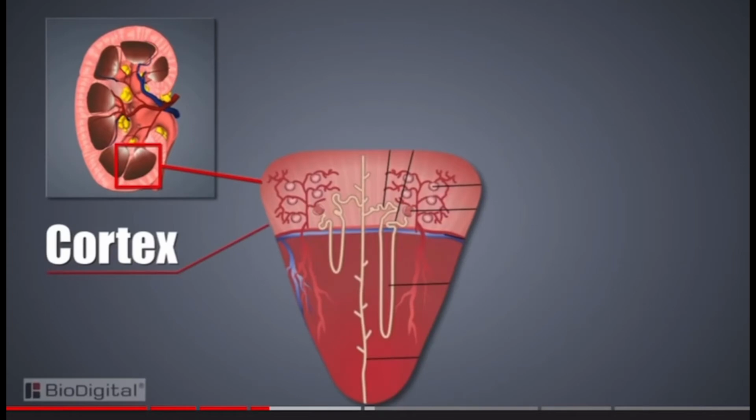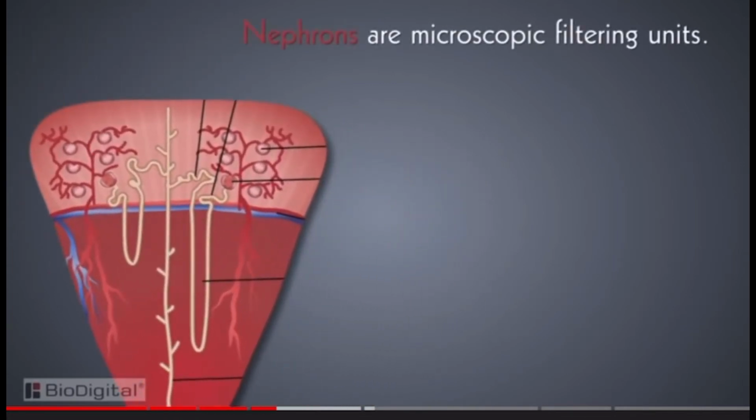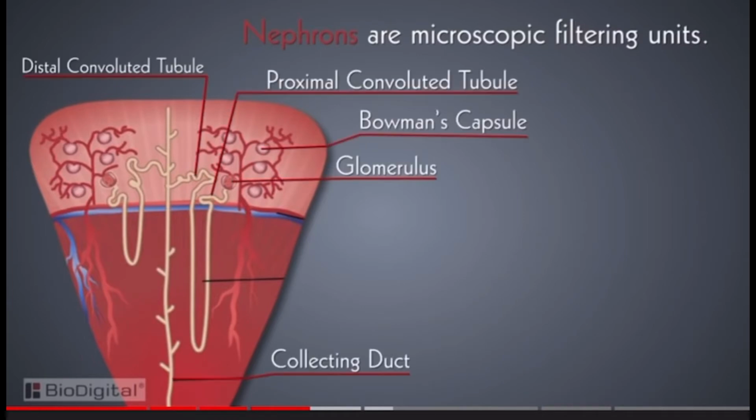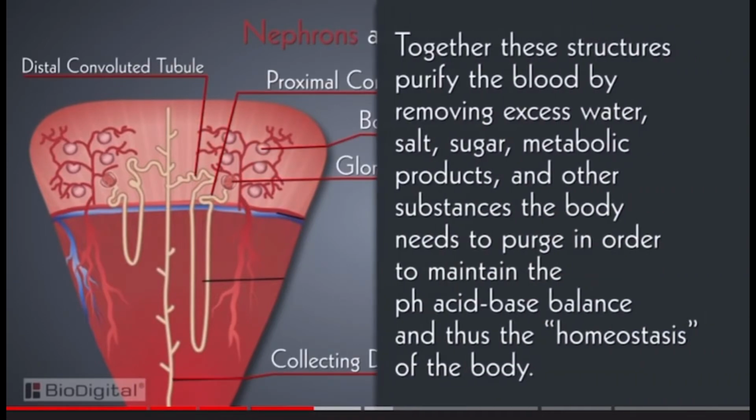It contains the majority of nephrons. Nephrons are microscopic filtering units. Together, these structures purify the blood by removing excess water, salt, sugar, metabolic products, and other substances the body needs to purge in order to maintain the pH acid-base balance and thus the homeostasis of the body.